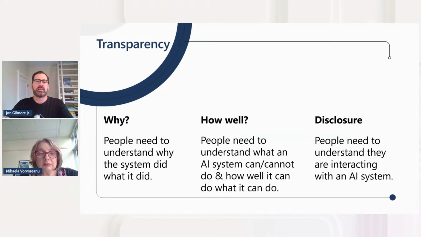So when building an AI system, we need to tell the why. People need to understand why the system did what it did. And then we need to explain how well a system does what we say it does. People need to understand what an AI system can and cannot do, as well as how well it can do what it can do. And lastly, we need to disclose the fact that people are using an AI system when they are using the AI-based systems that we build and deploy.